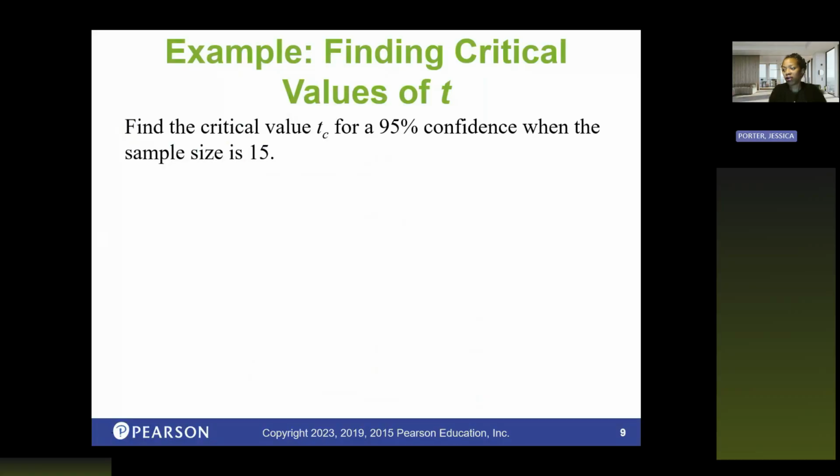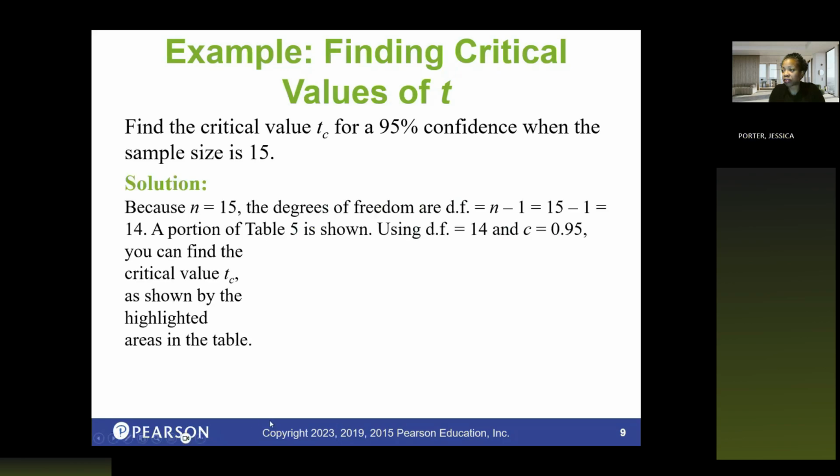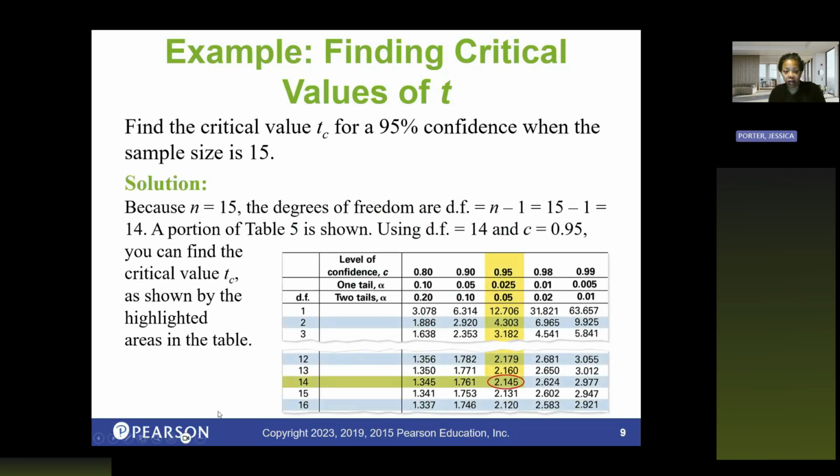Okay, find the critical value for a 95% confidence when the sample size is 15. Okay, how do we do that? Well, we have to contend with the degrees of freedom. And the first way that I'll mention how we do this is to look at a table.